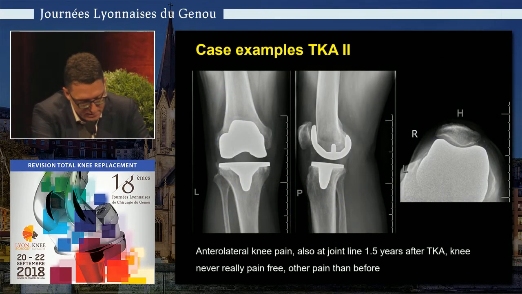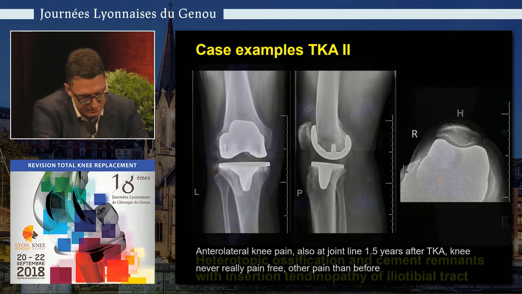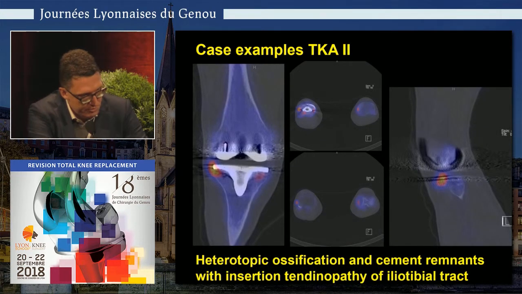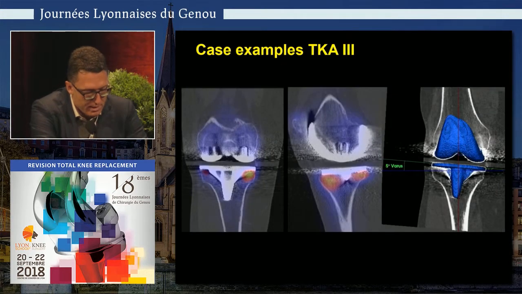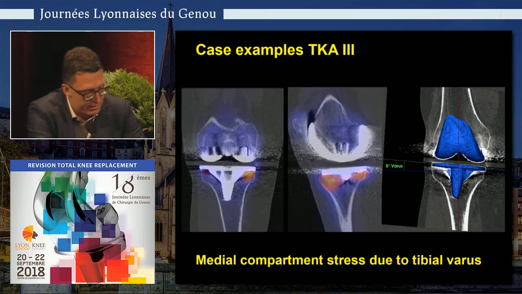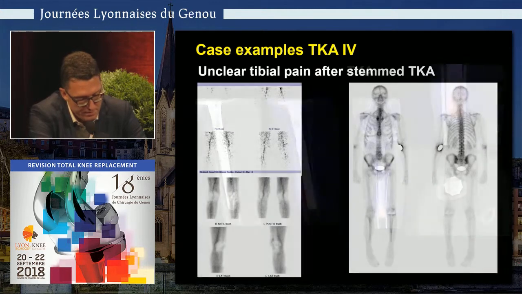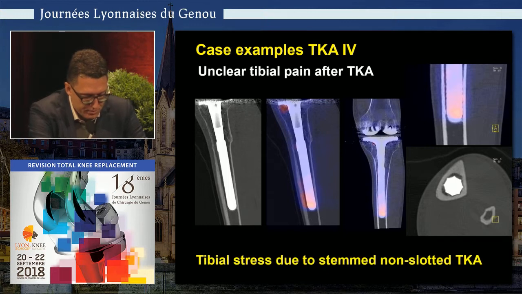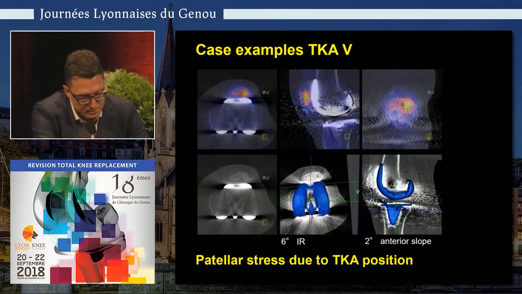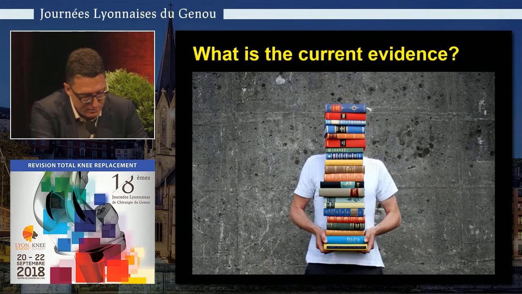Then another case: you see anterolateral knee pain, also 1.5 years after TKA. In these x-rays, you see heterotopic ossification, and it's causing soft tissue impingement on the tibial component. Then, is this loose or not? The question always comes up when you look at scintigraphy: is that loose or not? This is a varus-aligned knee, so that doesn't represent a loose component. This represents just tibial stress due to a medial compartment overloading in the medial part. And then finally, this unclear tibial pain: you see the tibial stress due to a stemmed non-slotted TKA in these parts. Last case, patellar stress: again, you see it on the lateral component.